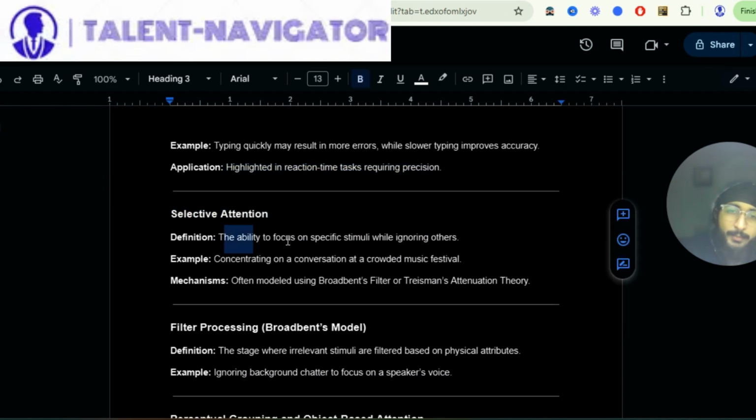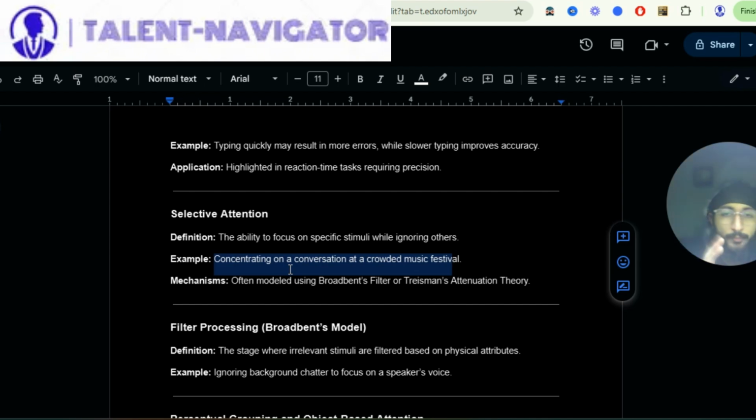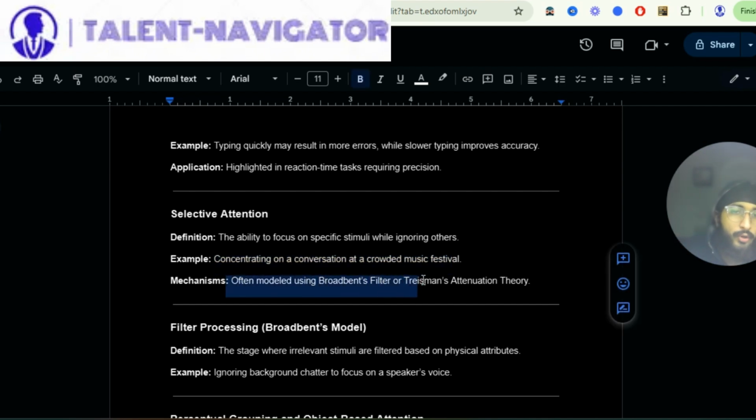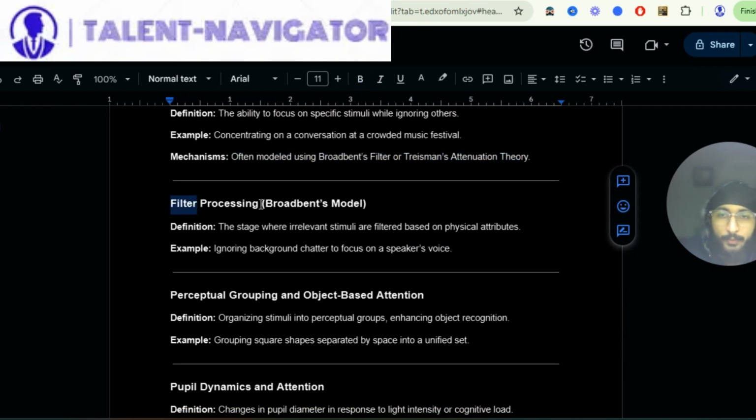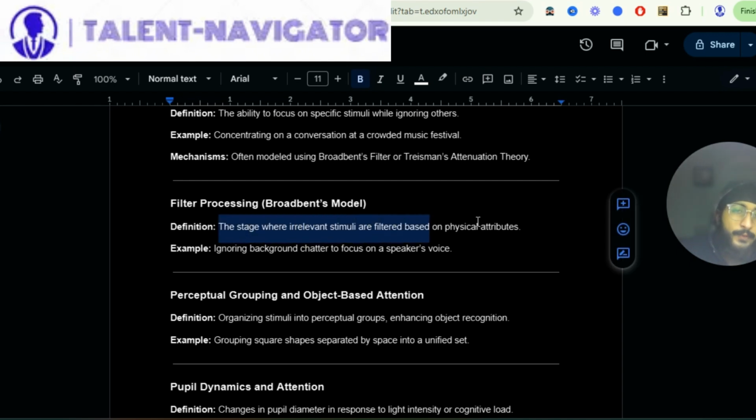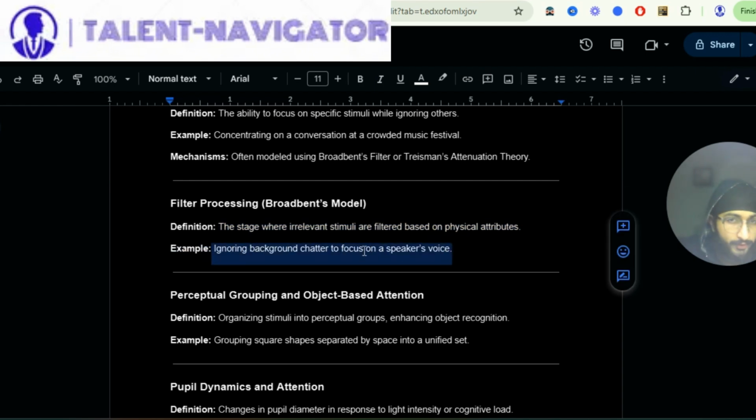Now, selective attention is the ability to focus on specific stimuli while ignoring others. Example: concentrating on a conversation at a crowded music festival with loud music banging from each side. Mechanisms often modeled using Broadbent's filter or Treisman's attenuation theory. Filter processing: Broadbent's model. So the definition is that filter processing is the stage where irrelevant stimuli are filtered based on physical attributes. Example: ignoring background chatter to focus on a speaker's voice.